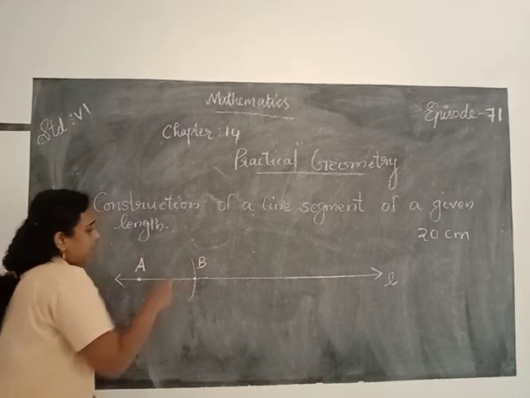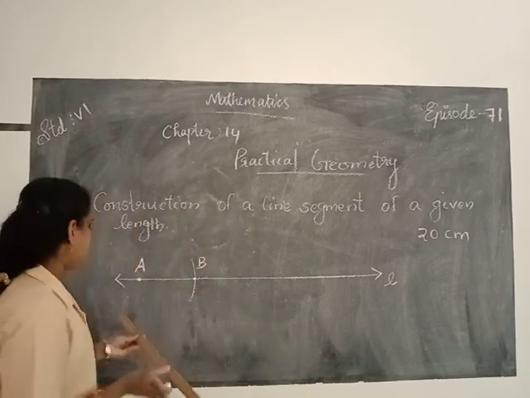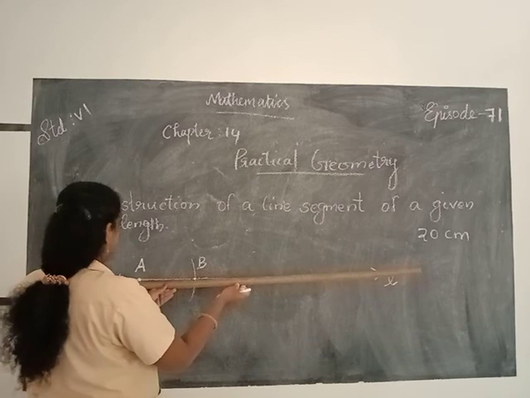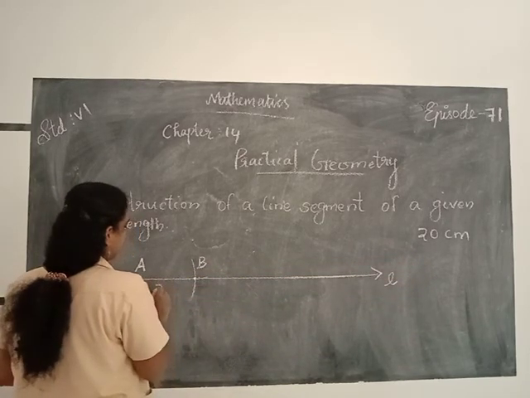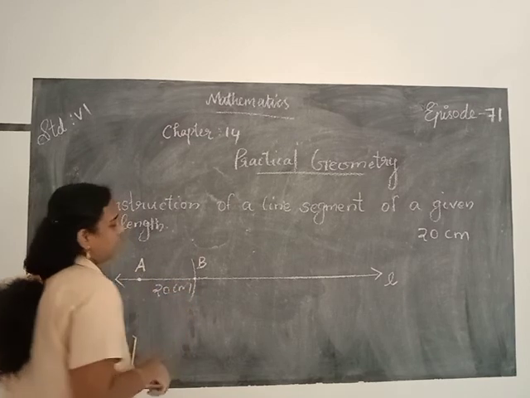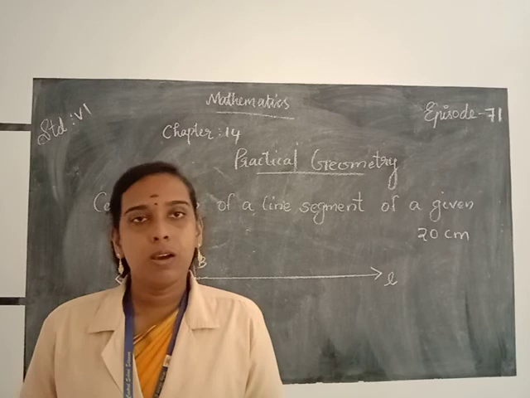And here is the line segment AB, which measures 20 centimeters. In this way we can draw a line segment by using our ruler and compass.